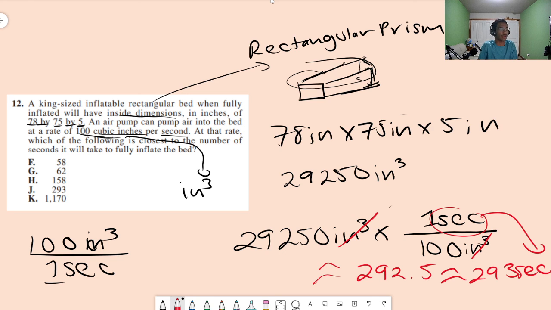So this question is asking which of the following is closest to the number of seconds, and boom, we have an answer in seconds, 293 seconds. The answer is J.